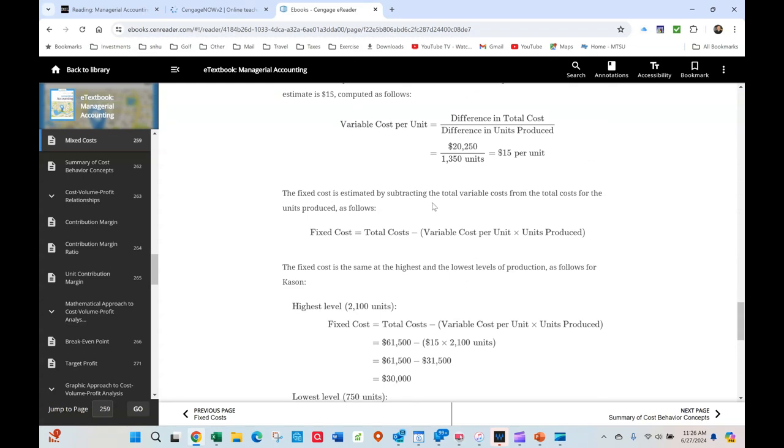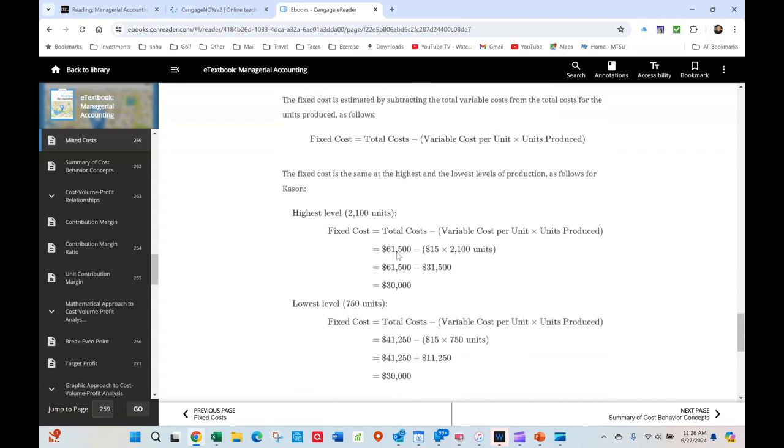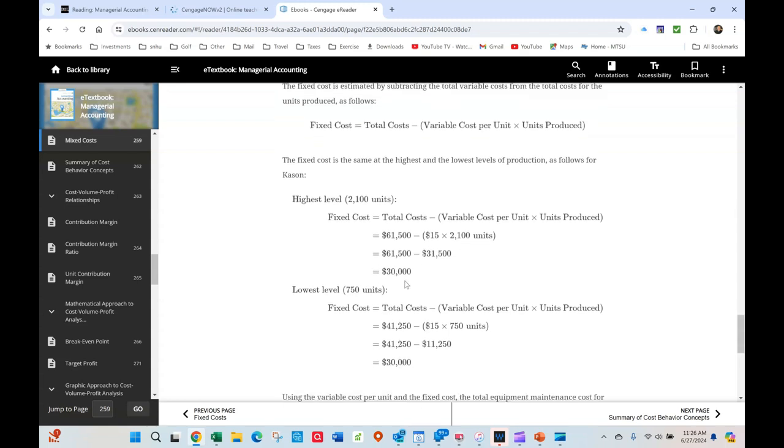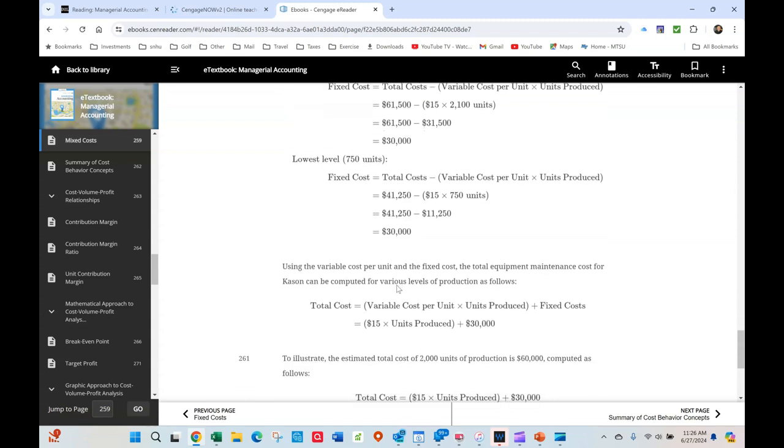So the fixed cost is estimated by subtracting the total variable cost from the total cost for each unit produced. All right. So your total costs are 61,000, and your variable costs are 15,000. We produced 21,000 units, so our fixed costs were 30,000. Here our total costs are 41,250. We produced 750 units times our variable cost of $15. We subtract the variable cost from the total cost, and that gives us the fixed cost.